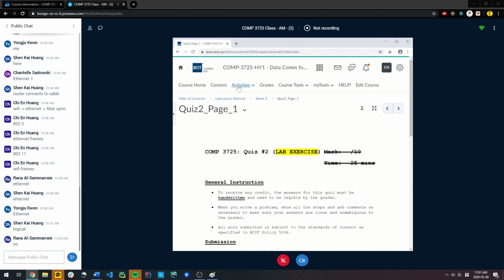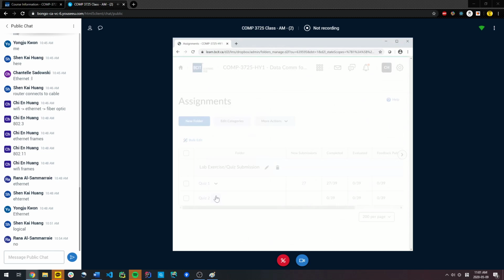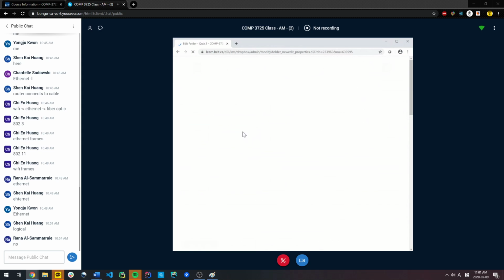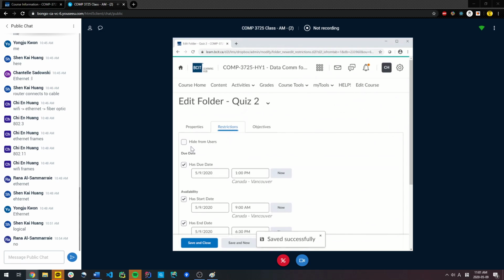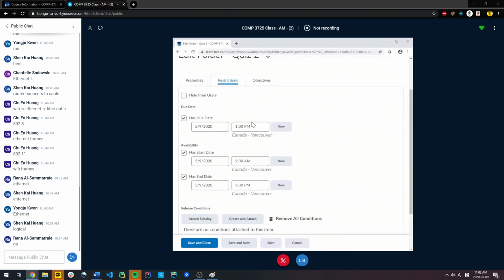So where do you submit it? Well, you go to activities and then you find assignments. In here, you will see that I've created 2 tabs. Right now, I'm going to enable this folder, so I'm going to make it visible to you. I haven't opened up the timing yet, but I will do the timing as we start. The quiz, as I said, today will run for 25 minutes. Depending on what time we start, I can change the due time as we get started.